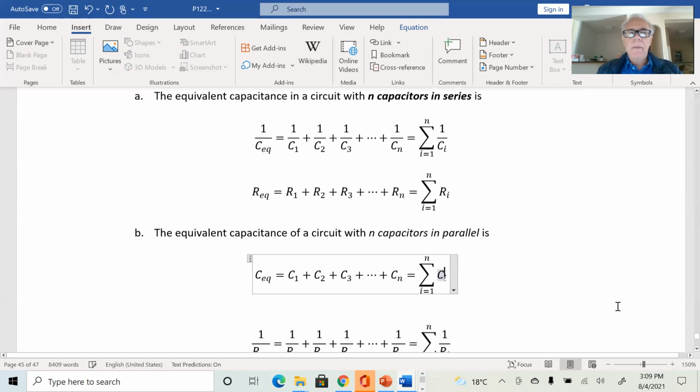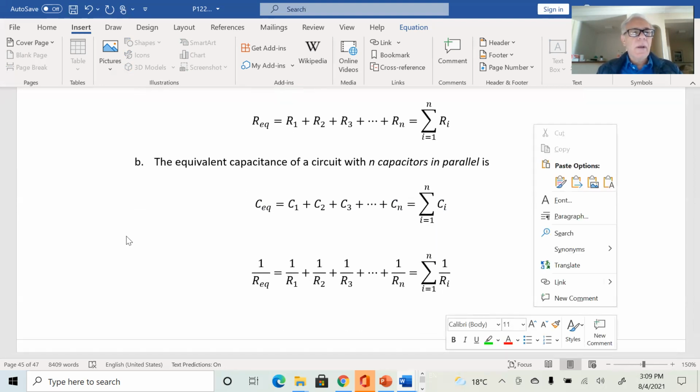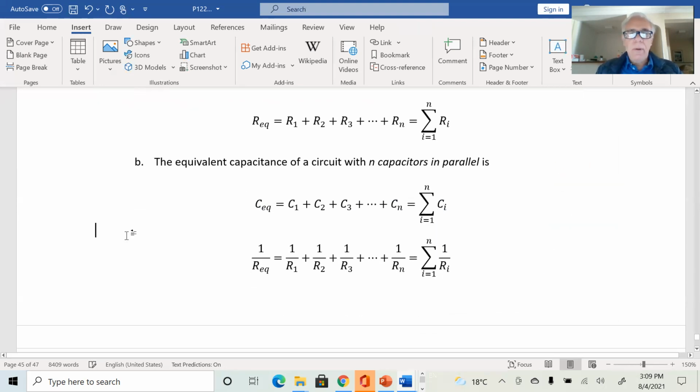Here you go. And I'm going to leave the relation for resistors in parallel. So it's the opposite. Why is this the opposite? Why those relations? Why the relation?